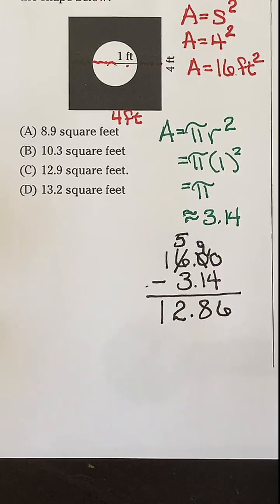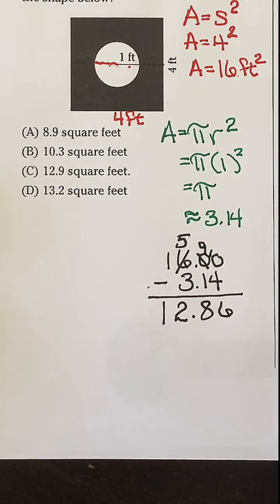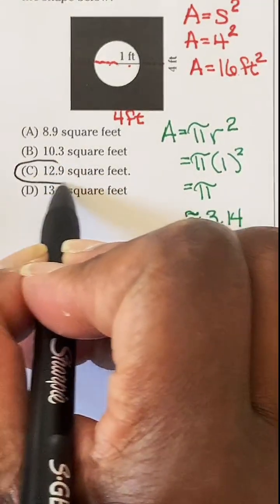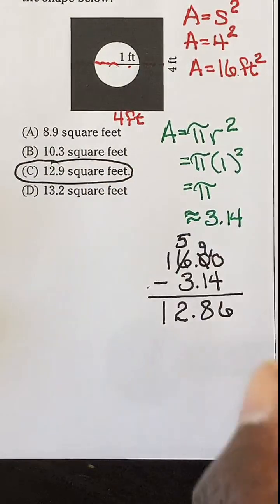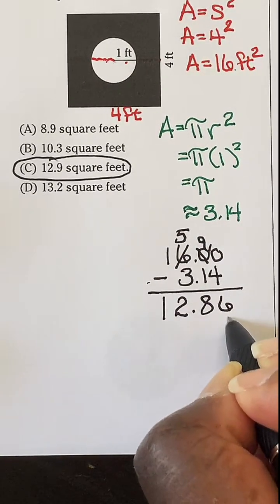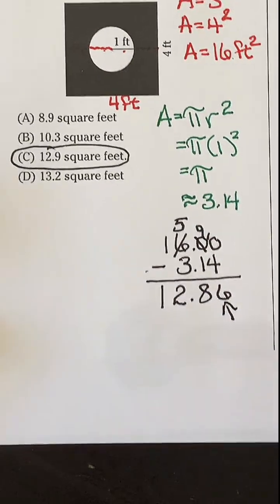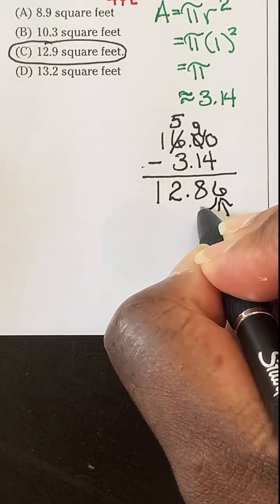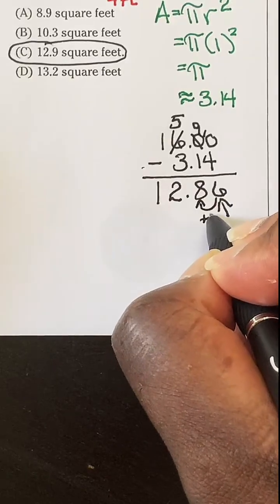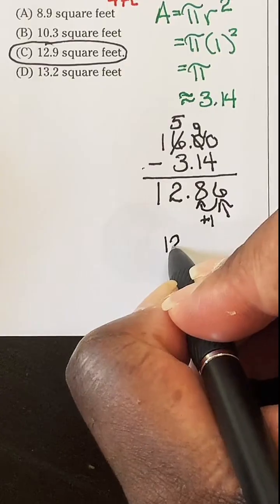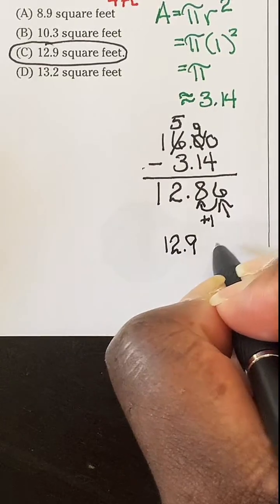So of the answer choices, which one comes close? 12.9. If we want to round to the 10th spot, we're going to look at the hundreds. So with the hundreds, if it's 5 and above, we're going to give it a shove and add 1 to the previous spot. That's how I got 12.9.